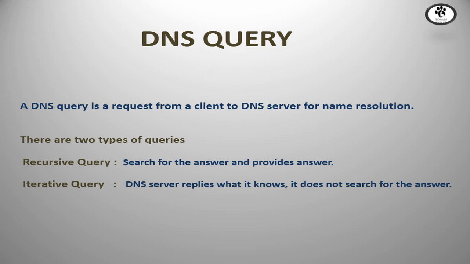In this query there are two types of query: recursive query and iterative query. What do we mean by recursive query? Searching for the answer and providing the answer. That means if somebody asks me any question, I will search for the answer and reply to the particular client. That is recursive query. Iterative query in the sense, if the client asks me a question, I will answer what I have. I'm not going to search further. So that is iterative query. For example, the DNS server replies with what it knows. It does not search for the answer.